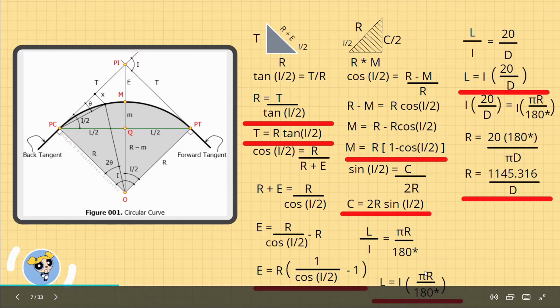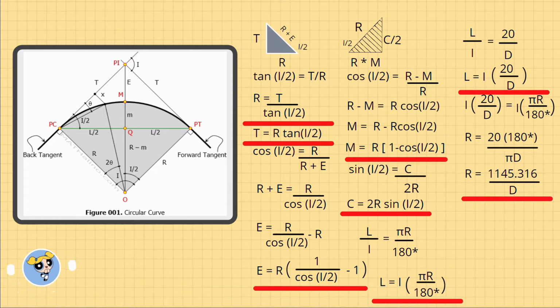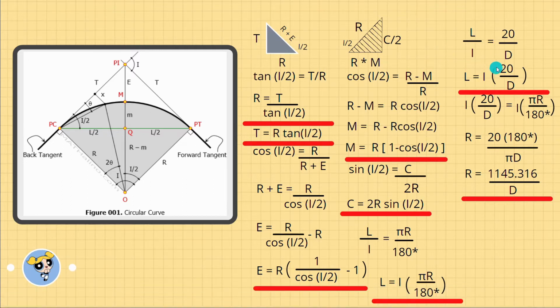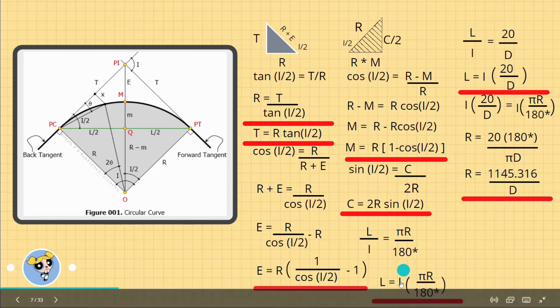Next is the degree of curve. Basically, it is just a part of the arc length with a standard length of 20 meters. Hence, we can also apply ratio and proportion in this case. So L over I is equal to 20 meters over D, or simply L equals I multiplied by 20 over D. This formula, however, is only applicable when the degree of curve is given. Take note, if the degree of curve is given, use this; but if not, we will use the previous one.